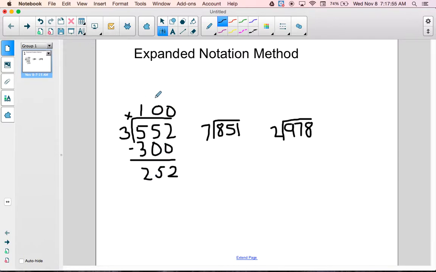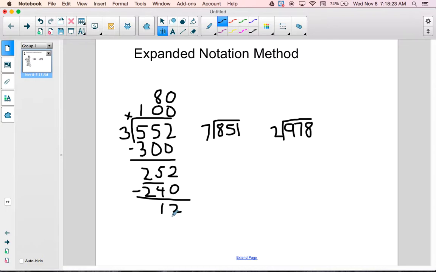So after hundreds comes the tens. How many tens can I make? Well, I notice that I have a 25 here. So 3 will go into 25. And again, I'm looking for tens here. So it's not 8 times, but 80. 80 times 3 is 240. Subtract.